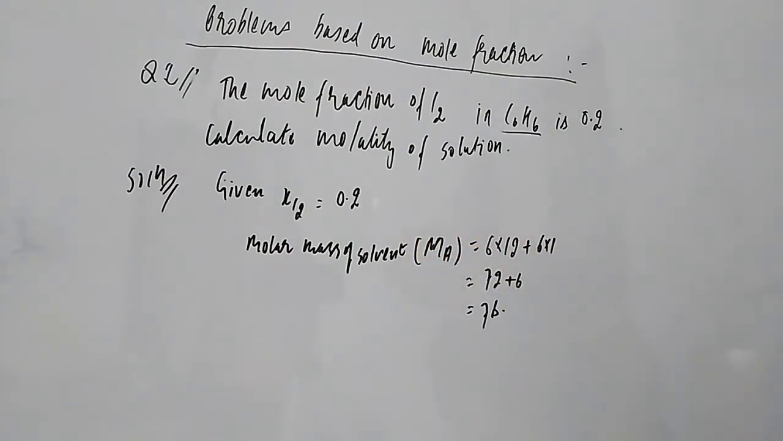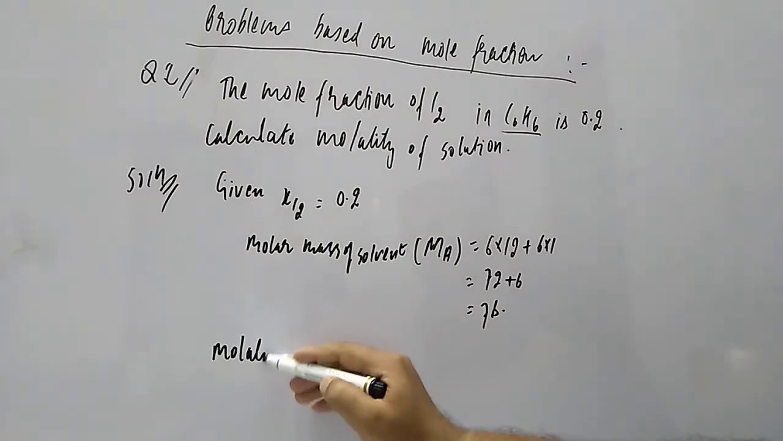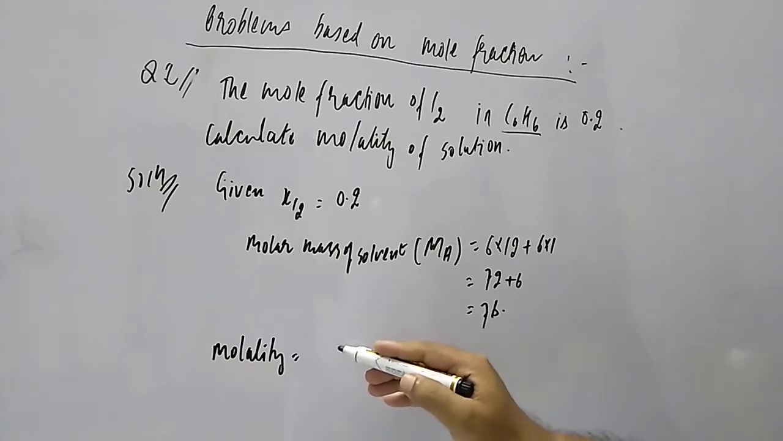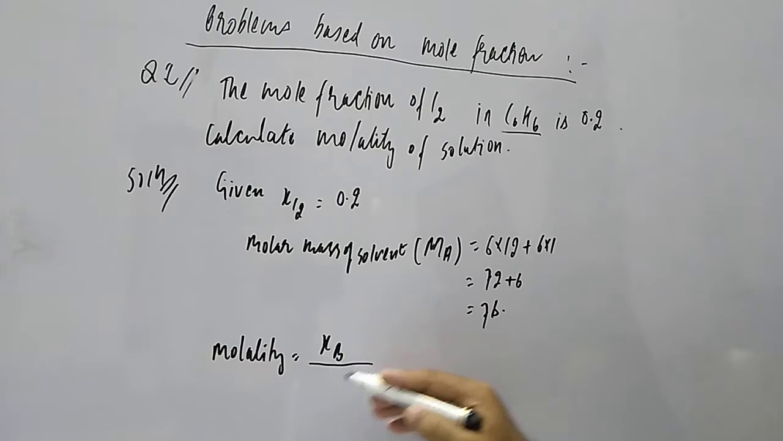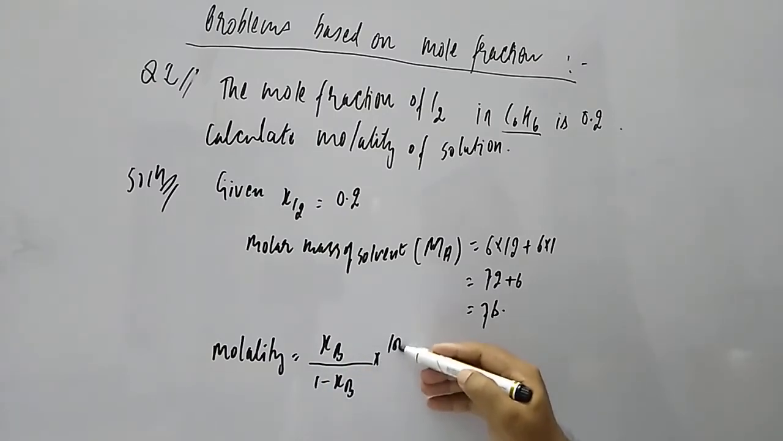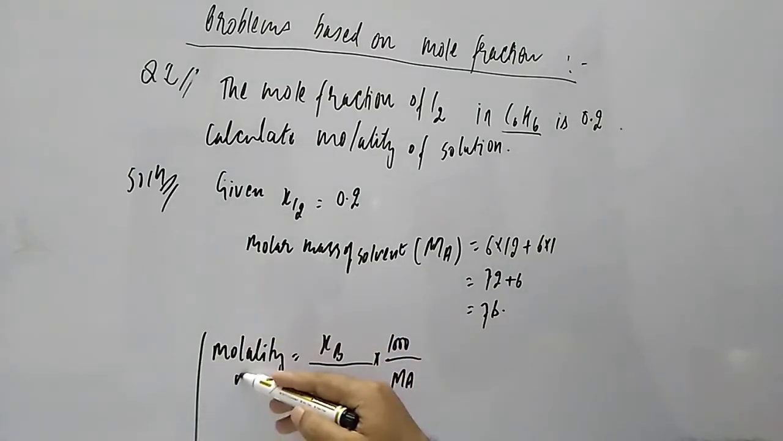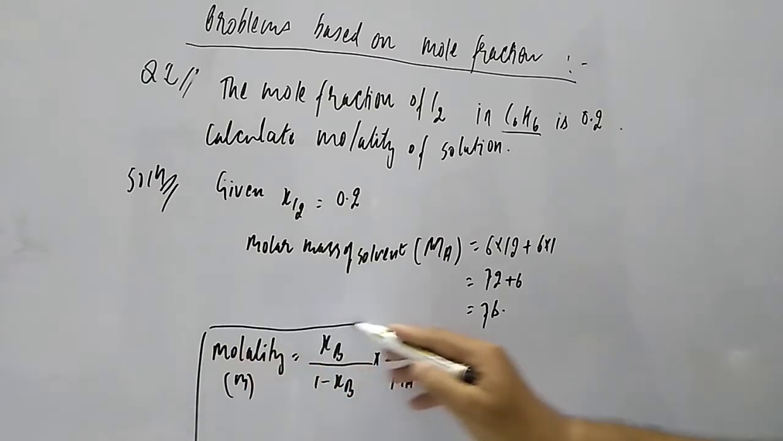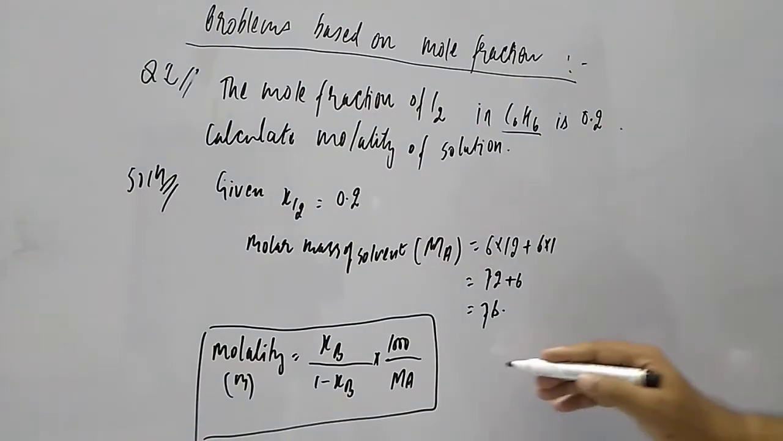There is a direct relation for molality. Molality is equal to xb upon 1 minus xb, multiplied by 1000 upon Ma. This is the direct molality calculation. If the relation is in the form of molality and mole fraction, you can calculate with this formula, so here we can put the value of xb.